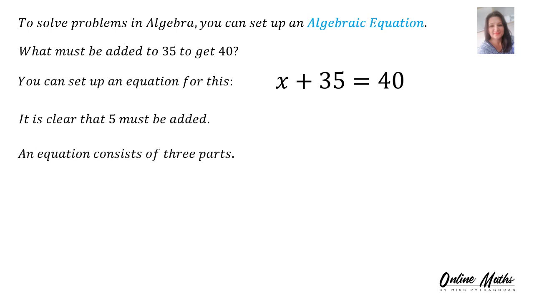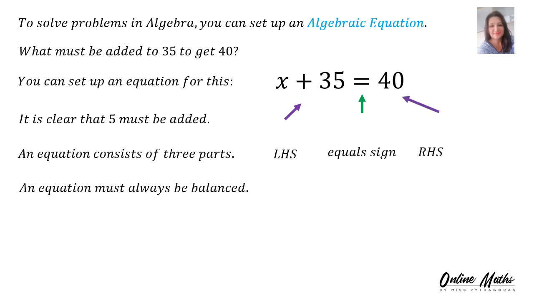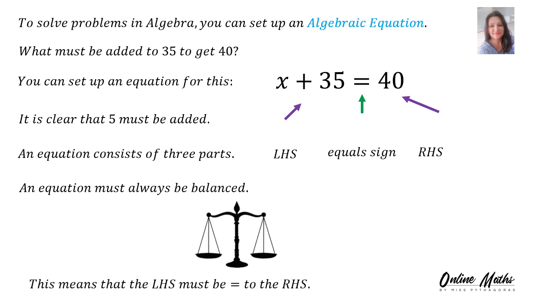An equation consists of 3 parts. There is a left-hand side, an equal sign, and a right-hand side. An equation must always be balanced. This means that the left-hand side must be equal to the right-hand side.